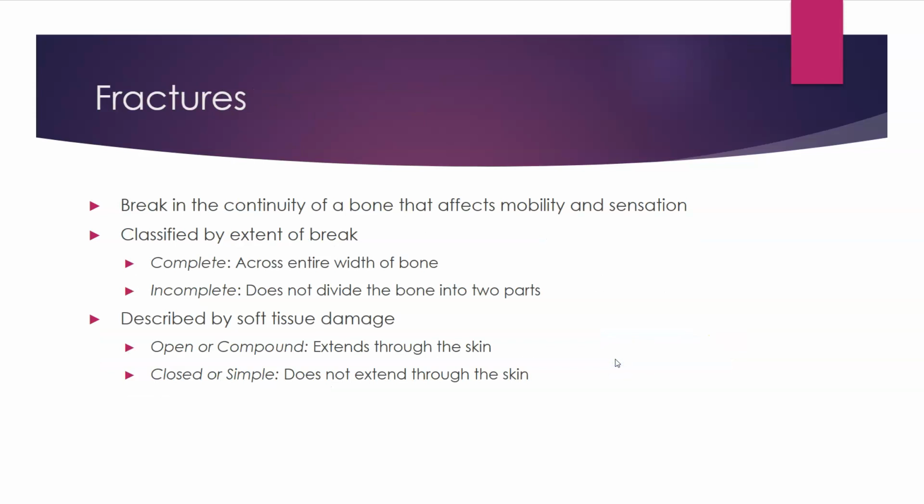So a fracture, by definition, is a break of the continuity of the bones, and it's going to impact mobility and sensation. It could either be complete or incomplete. Complete is across the entire width of the bone, while incomplete does not completely separate the bones. It can be described by soft tissue damage. Is it open or compound, or closed or simple? And that just means, is it going through the skin? Can you see the bone?